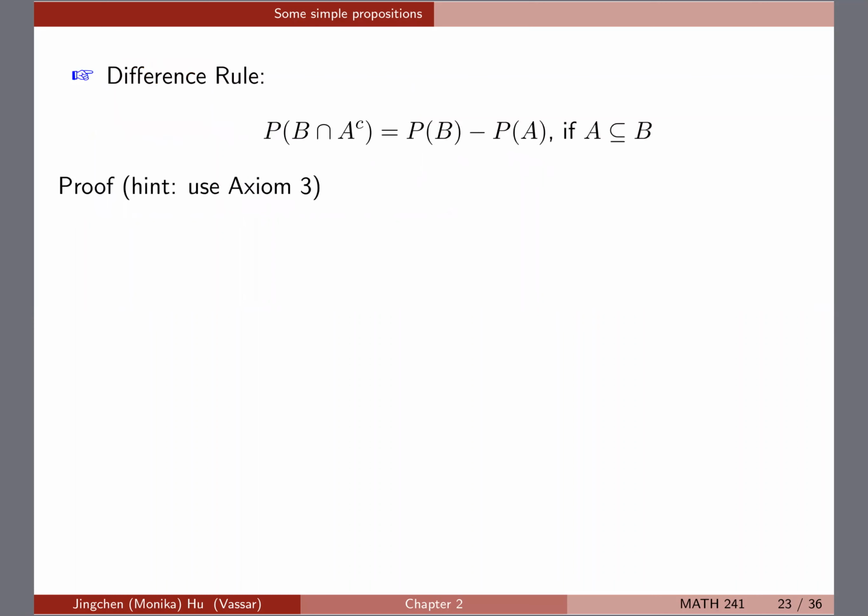The difference rule here is that if we're looking at the intersection of event B and the complement event A^C, then it will just be the probability of event B minus the probability of event A, if A is a subset of B. So notice this notation here. This is saying that A is a subset of B. And in class, we're going to prove this as well.